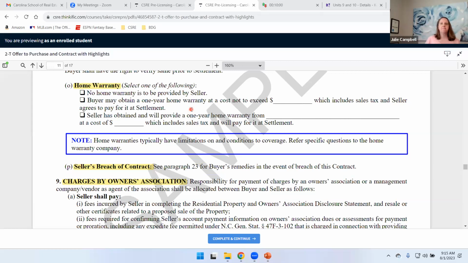So the home warranty, and then the last thing under the seller obligations is addressing the seller's breach. We got a whole paragraph about breach. So we're getting there, and we will talk about paragraph 23. It spells out if the seller breaches, if the buyer breaches, etc. Questions on the seller obligations?